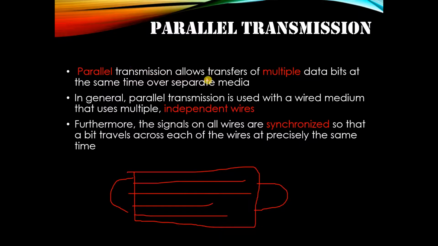Parallel transmission allows transfer of multiple data bits at the same time over separate media. These are separate media 1, 2, 3, 4, but it doesn't mean they are separately installed. They are all installed together at once. So in general, parallel transmission is used with a wired medium that uses multiple independent wires. Still they are independent, but all are synchronized at the same time.